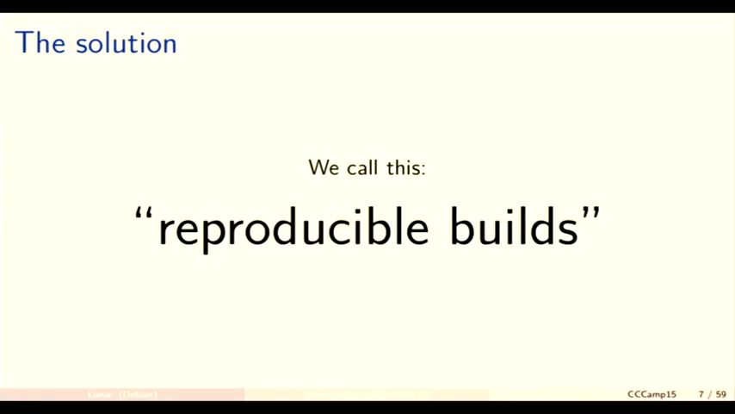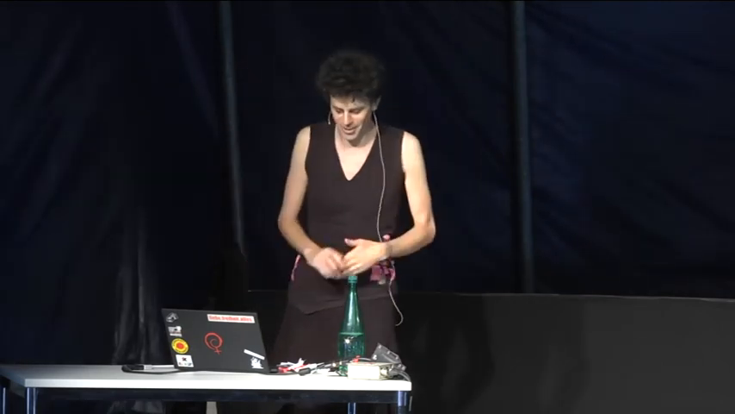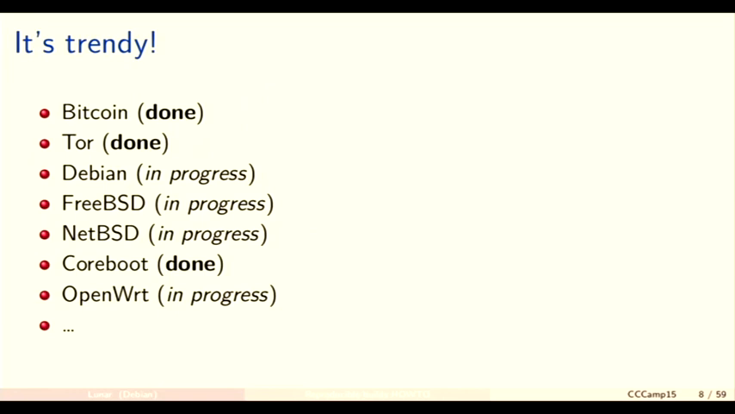The solution, we call that reproducible builds. The budget of the camp is a bit low, so you can imagine trumpets and the orchestra, all John Williams and all. And a bad thing for the CIA and a good thing for us, it's getting trendy.